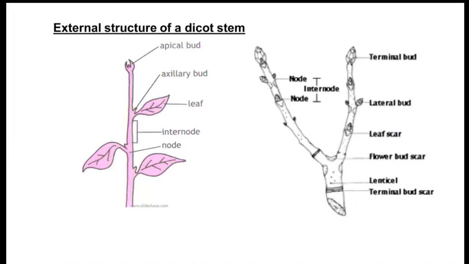The angle between stem and leaf is called axil. Bud will always develop in the axil of a leaf.